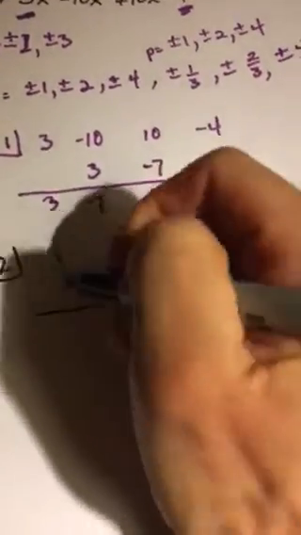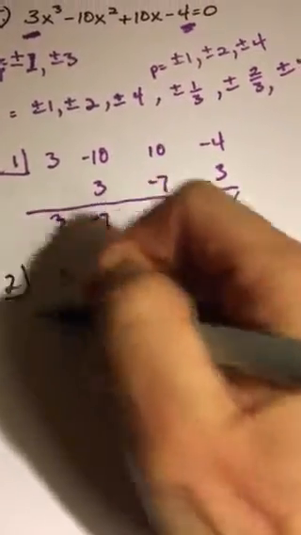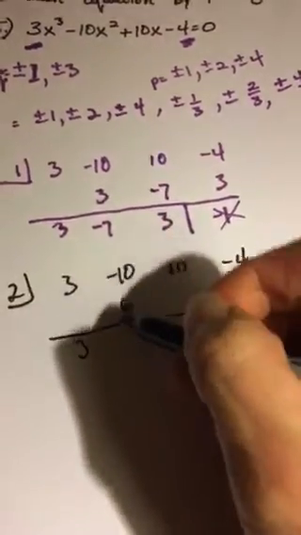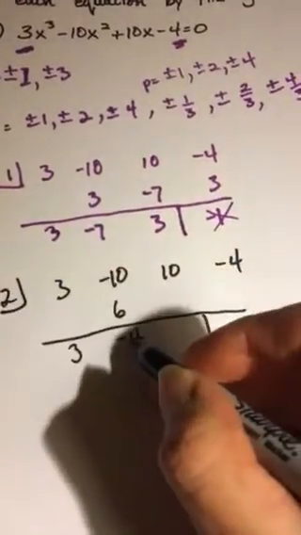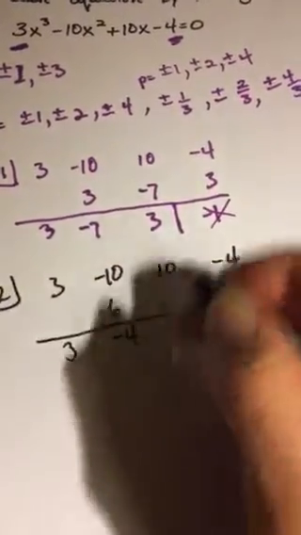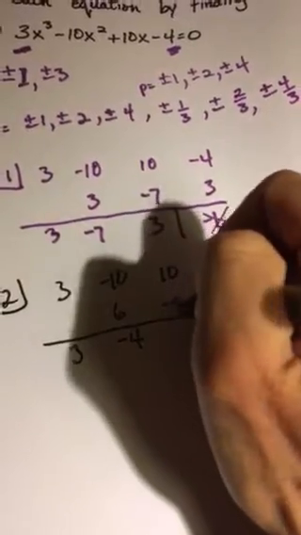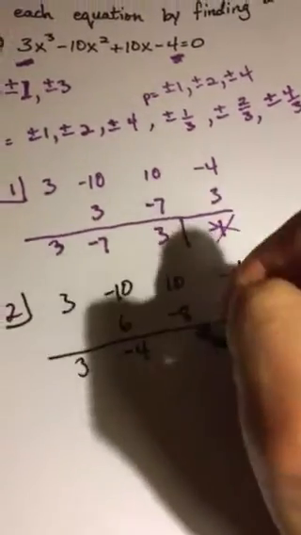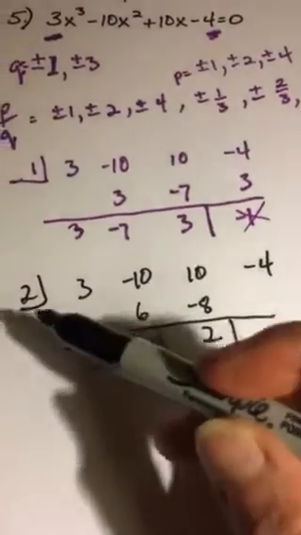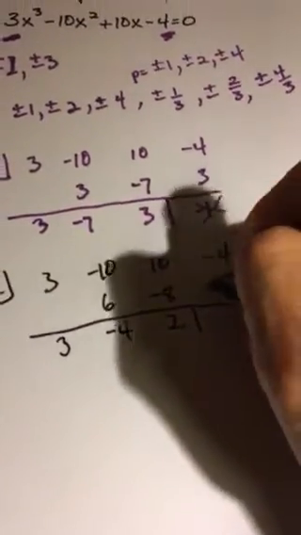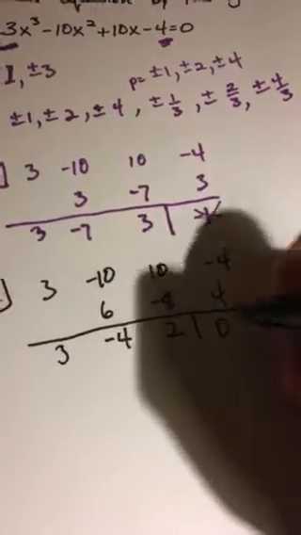Drop the 3, multiply, 2 times 3 is 6, add -4, multiply by the possible root, and you get 2 times -4, which is -8, add, you get 2, multiply it by the possible root, 2 times 2 is 4. When you add these, you get a 0.